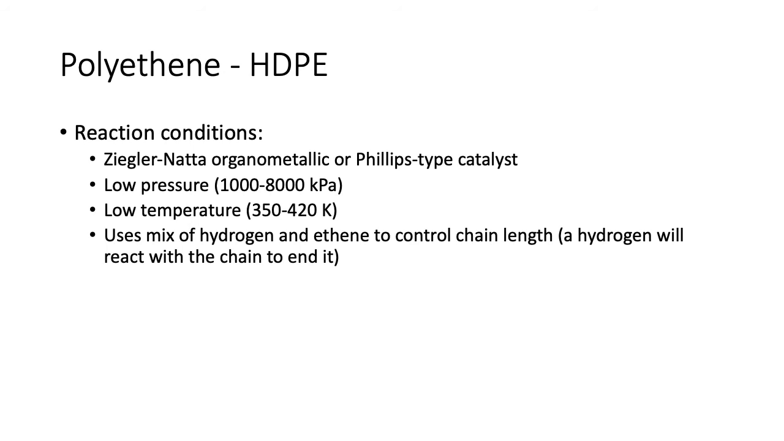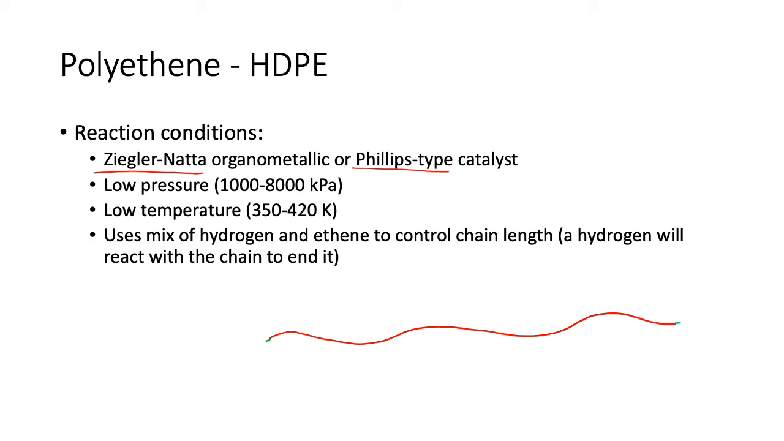HDPE. So it's again polyethene, but this time you're using a Ziegler-Natta organometallic catalyst or a Phillips type catalyst, and I have no idea what those are. You can go find them out yourselves. Pressure, temperature stuff, and it uses a mixture of hydrogen and ethene to control the chain length, because if you think about it, these chains will continue to grow until they're stopped, and they're stopped by a little bit of hydrogen on the ends, and therefore that controls their chain length.